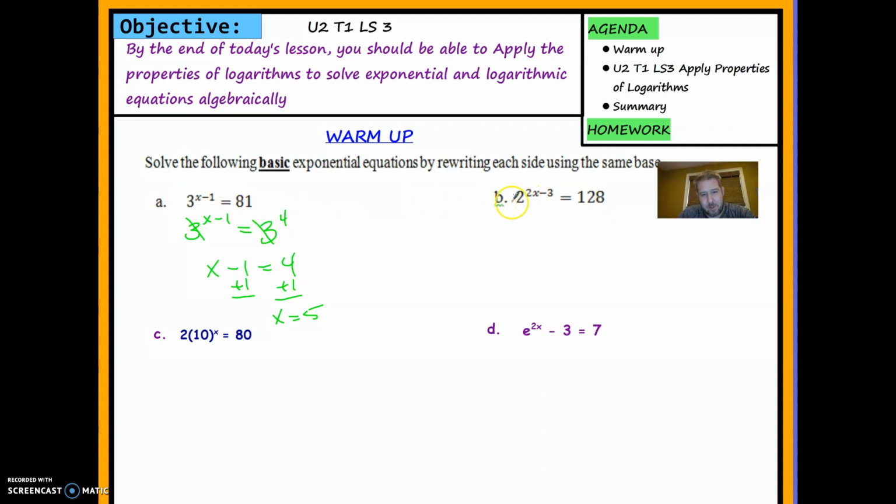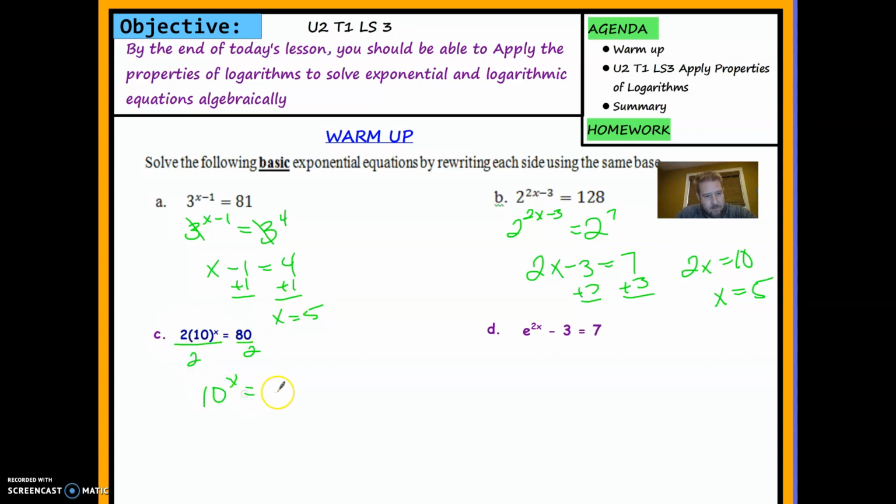For this one, same thing. We're going to first set them both to the same base. So 128 is the same as 2, 4, 8, 16, 32, 64, 128. So that's 2 to the 7th power. So we have 2x minus 3 equals 10. Add 3 to both sides, and you've got 2x equals 10, which tells you that x must be 5. We found x.